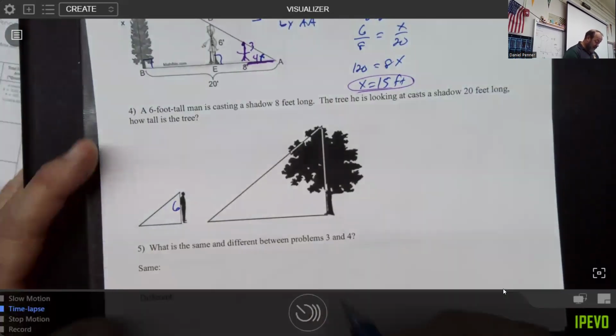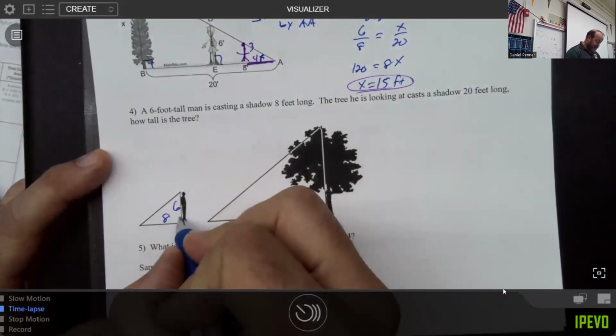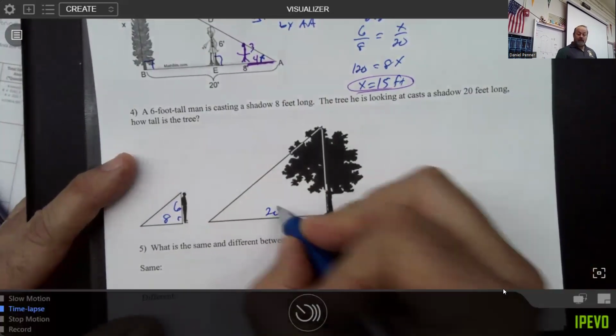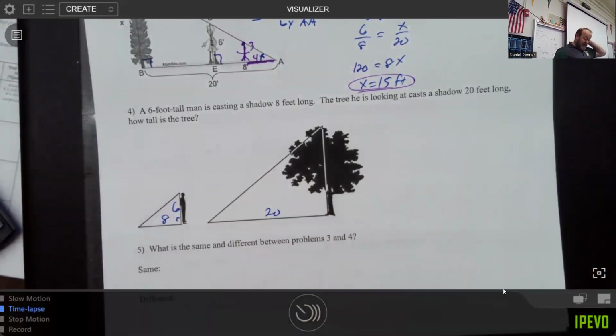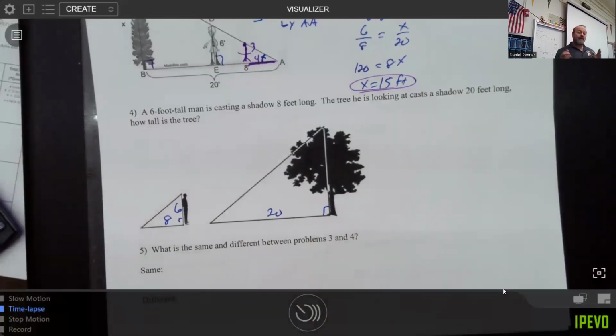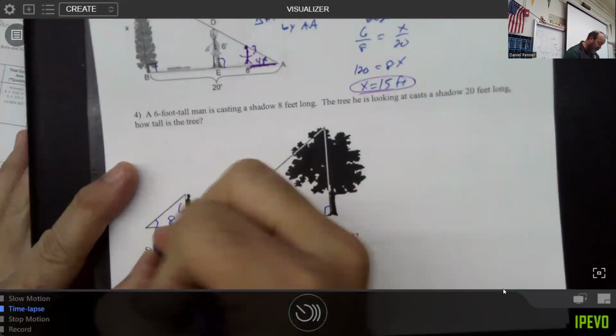is casting an 8-foot long shadow. And it says the tree is casting a 20-foot long shadow. Well, what you're going to see is that's exactly the same information as the one above. But I do think it is worthy of note that when you take a look at the rays of the sun coming down, because the sun is so far away, the rays of the sun as they hit the earth are parallel.